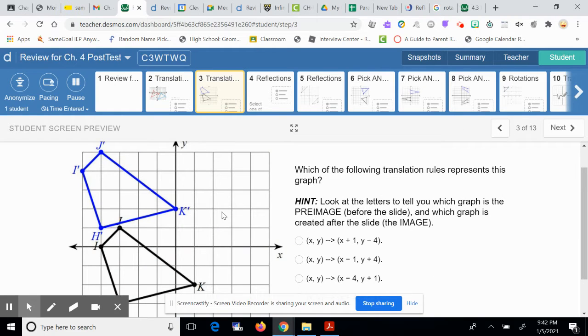Slide 3, same thing. You've got to watch, because the first time I looked at this, I wanted to go from K prime to K, but we're going from the black to the blue. So again, we give you a hint. This is the pre-image, this is the image. So if I use K, I go to the left 1, up 4. So this would be your answer. The second one down, you're going to the left 1, up 4.